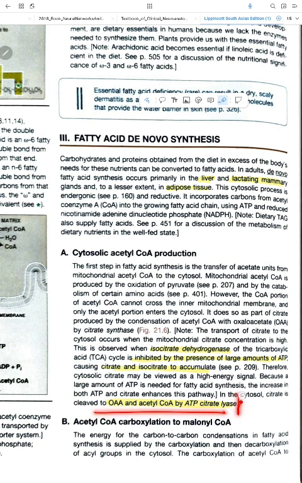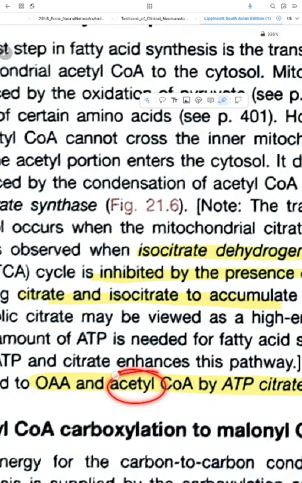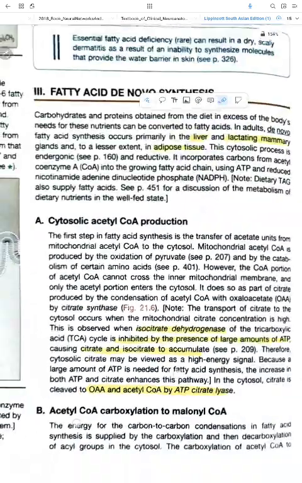Now after it has come out to the cytosol, it will be acted upon by an enzyme called ATP citrate lyase. This ATP citrate lyase will cleave the citrate into oxaloacetate and acetyl coenzyme A. So remember, this acetate part of acetyl coenzyme A is coming from mitochondria, but this coenzyme A part is not coming from mitochondria. It was present in the cytoplasm itself.